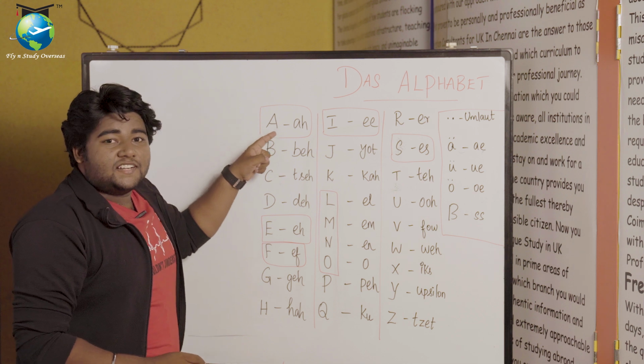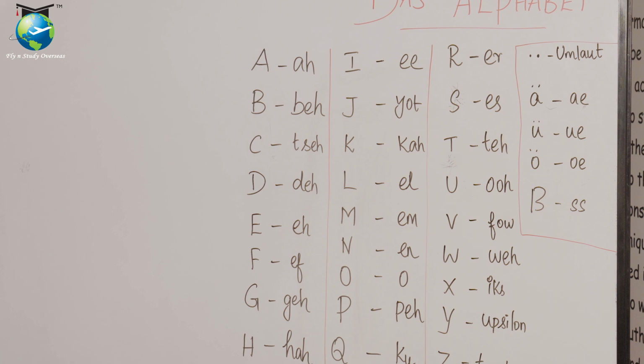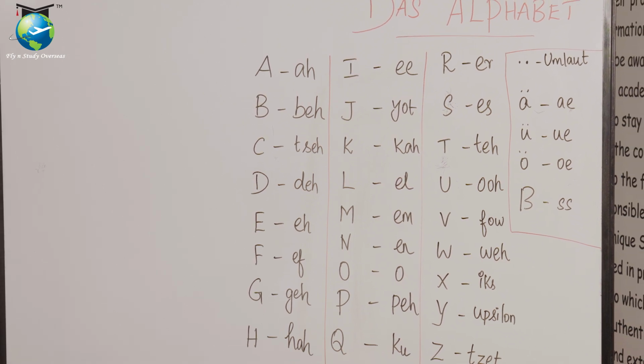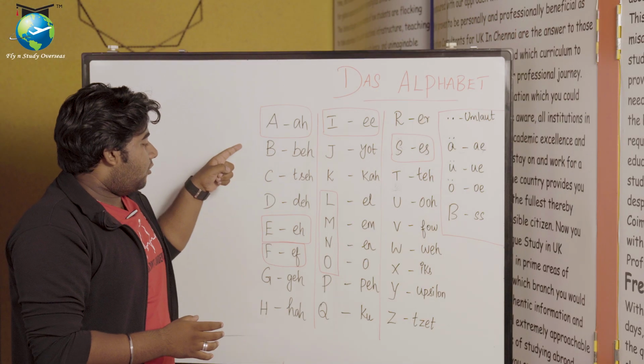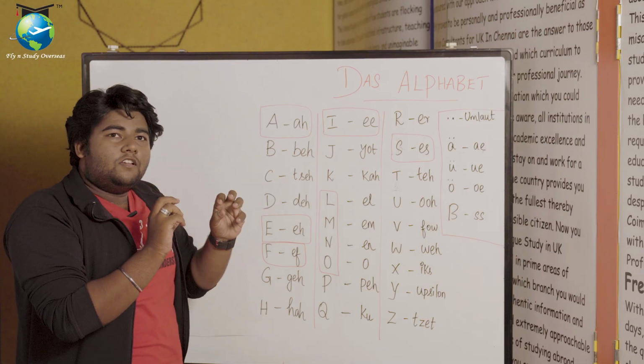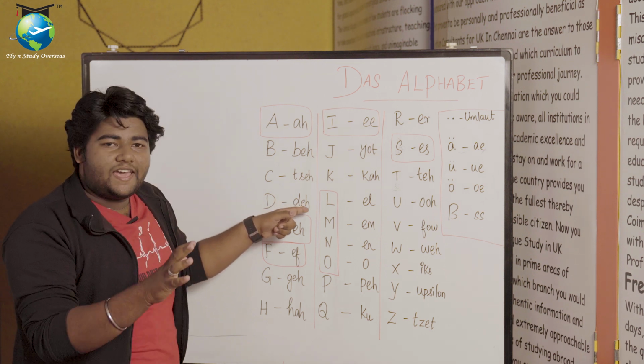For A, it is A. What's A? It's A. And for B, it is Bay. For B, it's Bay. C, it's Say. And for D, it is Day. Like how we pronounce day, D-A-Y, in English. So D is going to be Day.